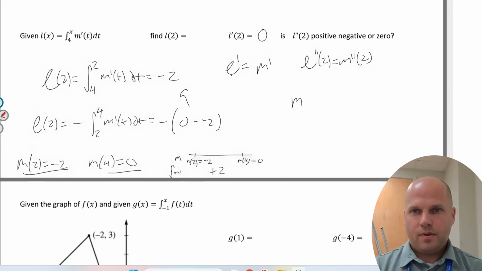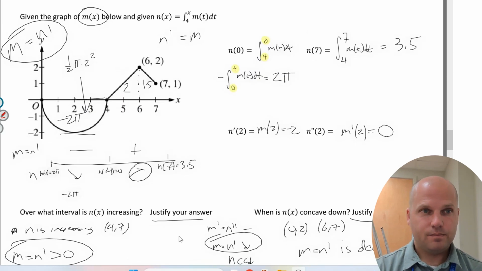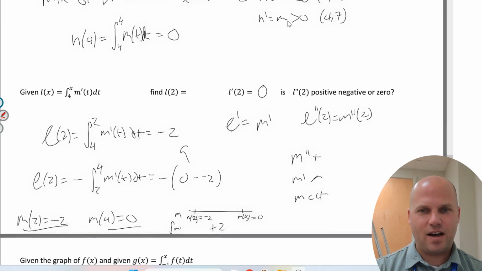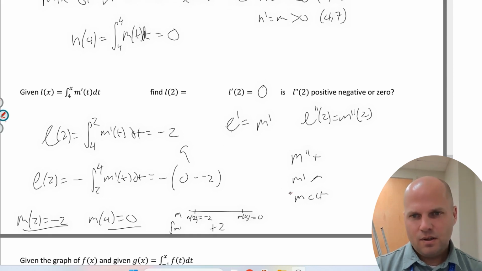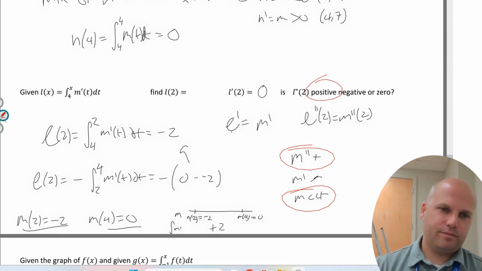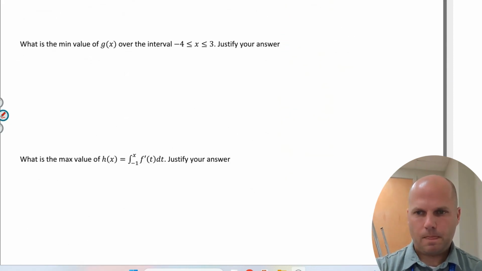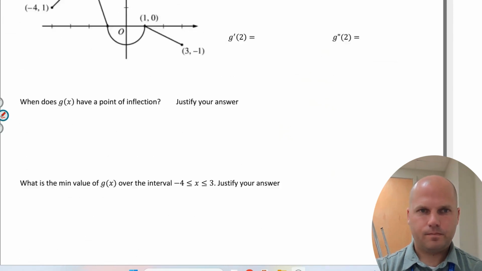That's the graph of M. If M double prime is positive, M prime is increasing, M is concave up. This is the graph of M. What is the curvature of M from 0 to 4? M is concave up. Therefore, M double prime is positive. Hooray. We got two more. Great.